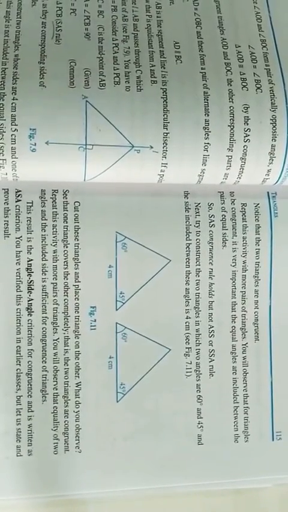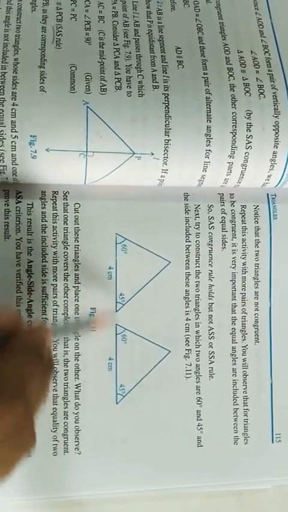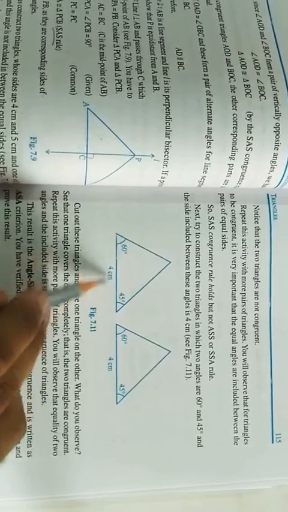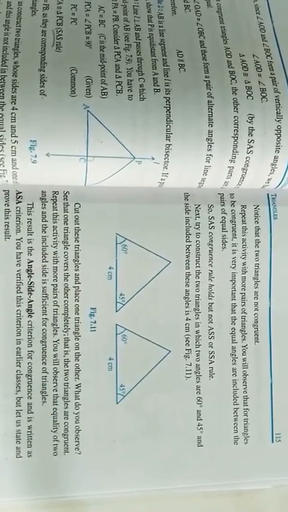Now the next one, here two triangles are given. In the two triangles, both angles are the same, 60 and 45 degrees, and the side is 4 centimeter. So this is the angle side angle congruency, ASA, that is Theorem 7.1, the ASA congruency.